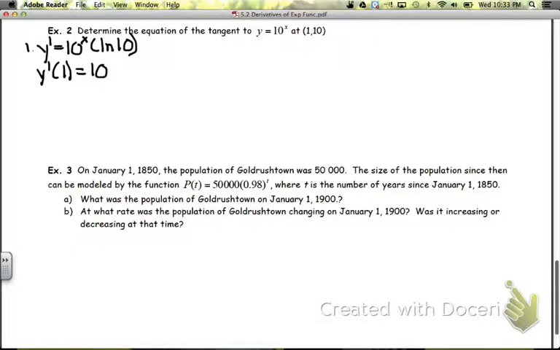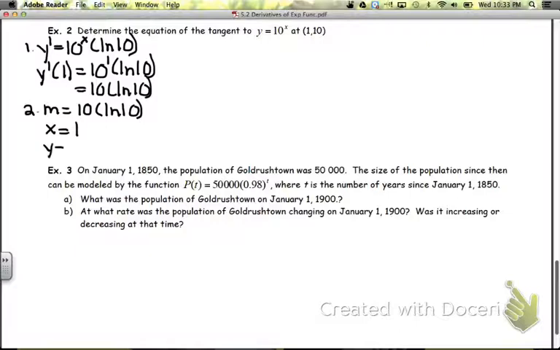So we have 10 to the power of 1 times ln 10, which will just be equal to 10 ln 10. So our second step, I know my slope, which is 10 ln 10. We have our x value, which is 1, and we have our y value, which is 10. And that just comes from them giving us our point in the question.